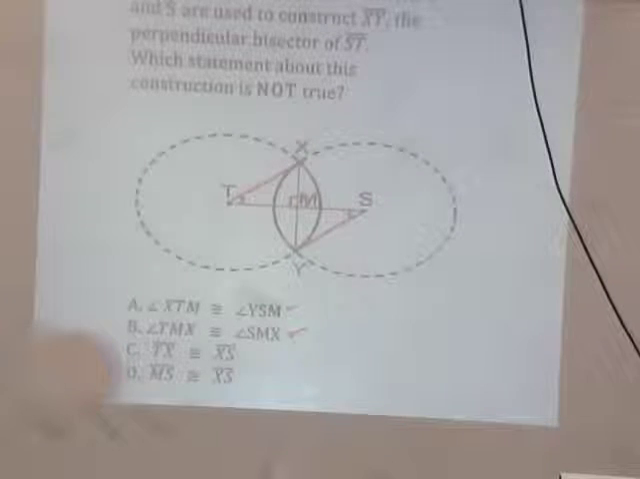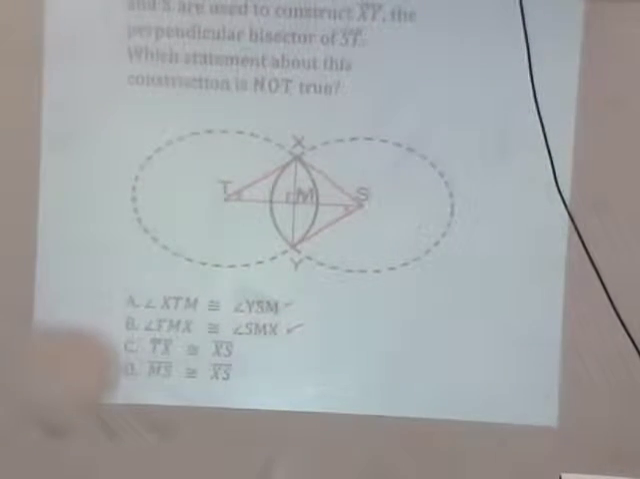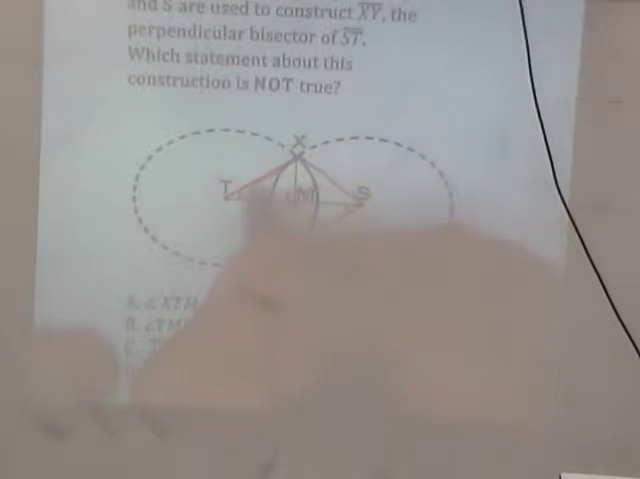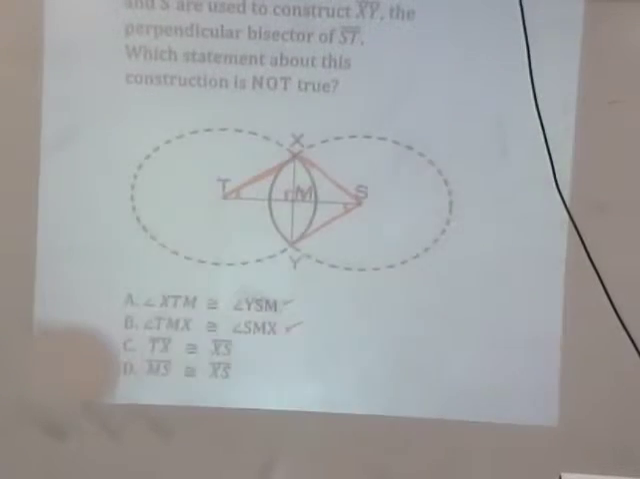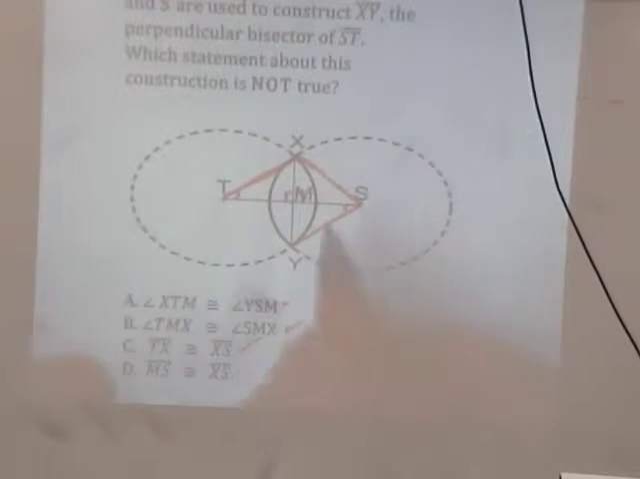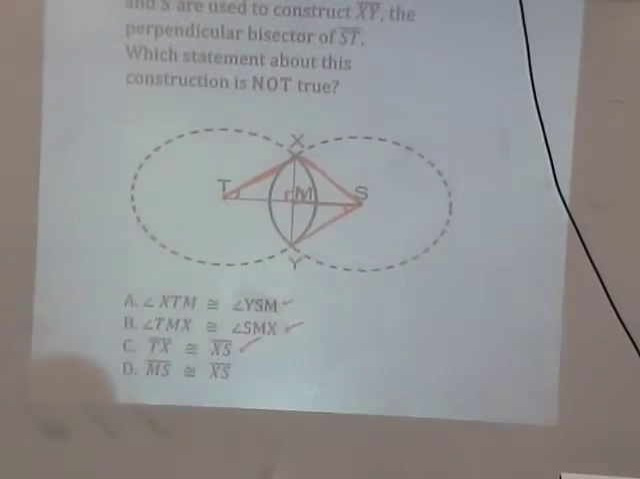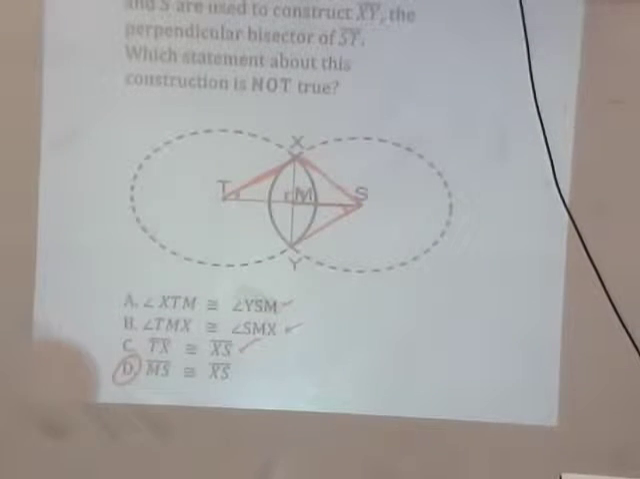TX congruent to XS. So if we drew this line here, is this congruent to this? They are congruent circles, right? And wouldn't this be like a radius of a circle from the center to the edge? And this would be the center, another radius of the same 2 circles. So they got to be congruent. How about MS and XS? XS and MS would be from here to here. MS would be shorter, wouldn't it? So they would not be congruent, so D would be your answer.